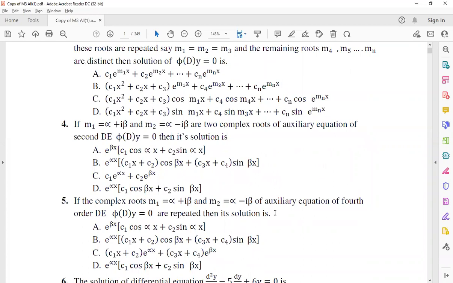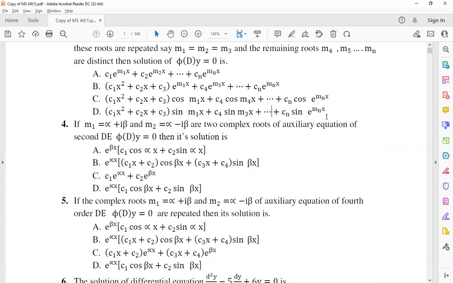Okay, next, 4. If M1 is alpha plus i beta and M2 is alpha minus i beta, how do we write it generally? Do we write it separately, alpha plus i beta and alpha minus i beta? No. How do we write such types of roots? They always come in a conjugate pair, plus and minus together. So it is like alpha plus minus i beta.